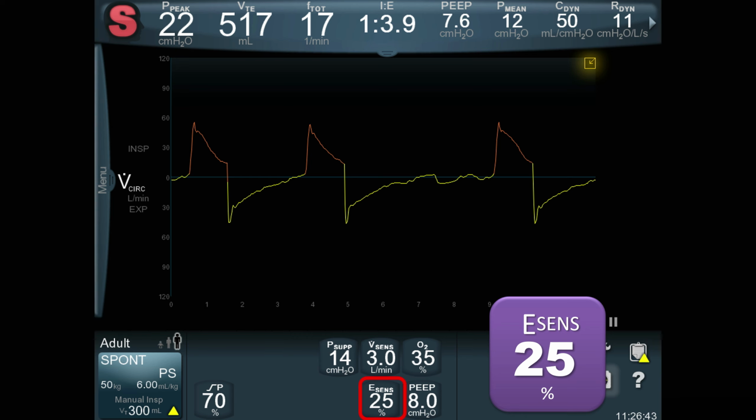On the flow waveform, you will see that the peak flow here is just shy of about 60 liters for this particular breath. 25% of this is approximately 15 liters, and that is the flow rate at which the ventilator cycles to exhalation.